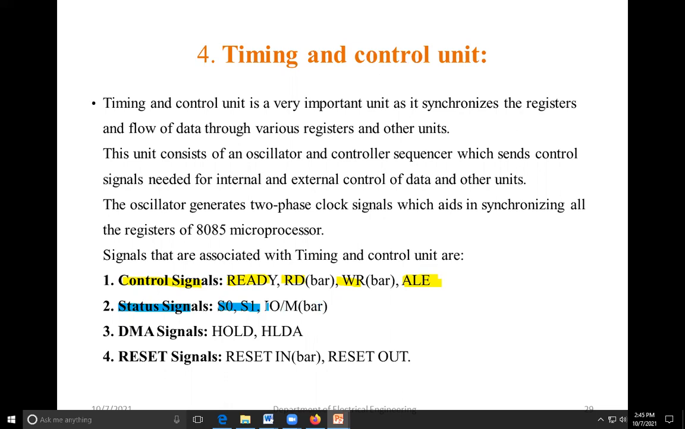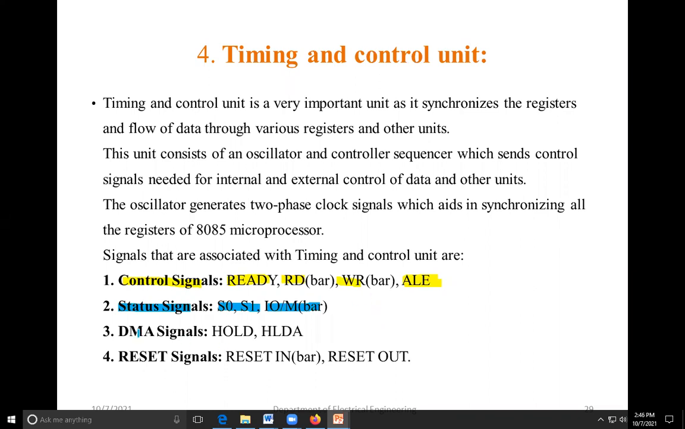The next is IO/M bar. IO/M bar selects the input output device or memory device, meaning which device is to be used by the 8085. If this pin is 1, it acts as an input output device, and if this pin is 0, it acts as memory. This means you take or write the data from the memory when this pin is low, and if this pin is high, it goes to the input output devices.